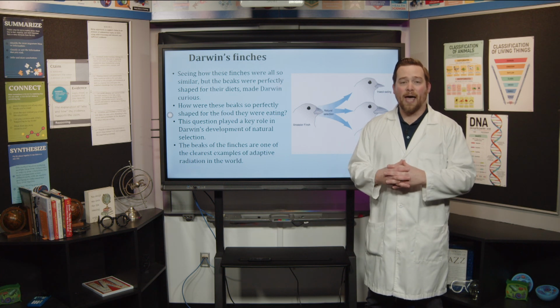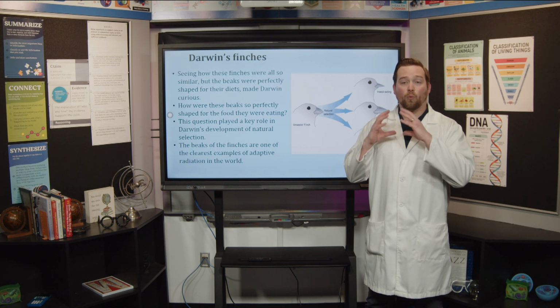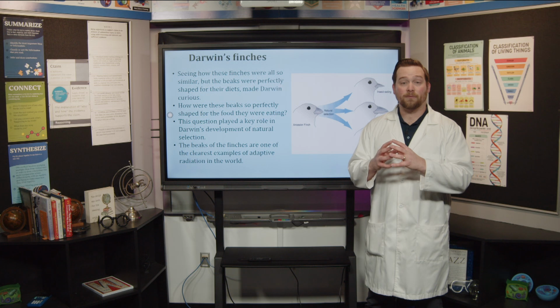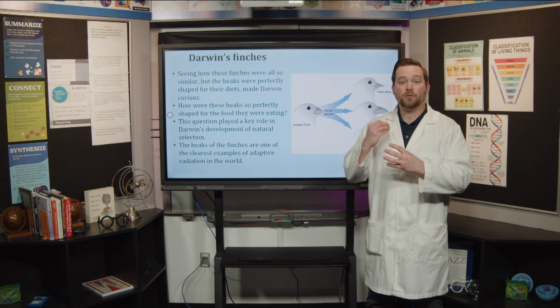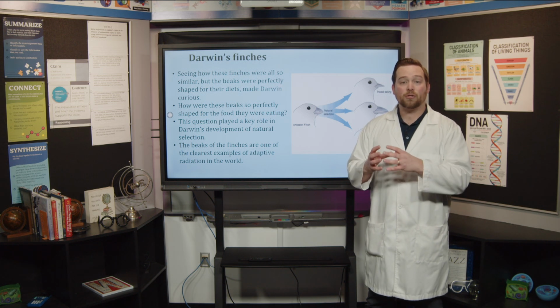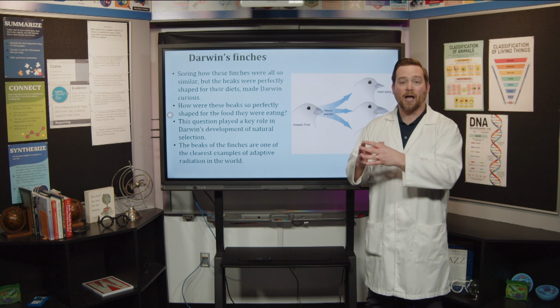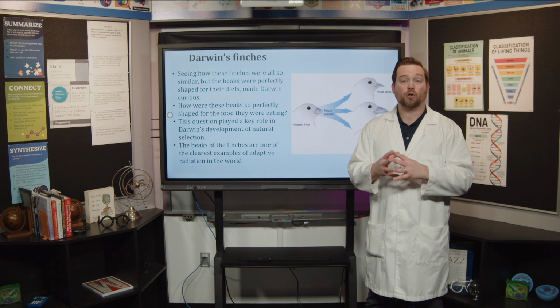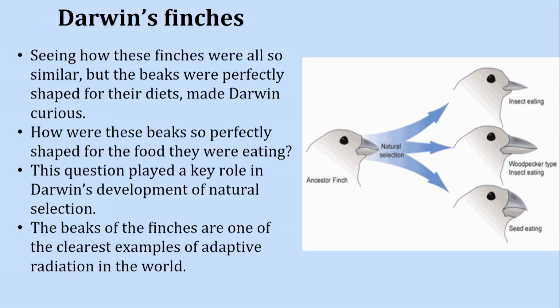So why is this happening? Well, when he was studying all of these different finches, he was able to see that they were similar, but the beaks were perfectly suited for their diets. And Darwin was curious, why is this happening? How were these beaks so perfectly shaped for the food that they were eating? This question played a key role in Darwin's development of natural selection. The beaks of the finches are one of the clearest examples of adaptive radiation in the world.